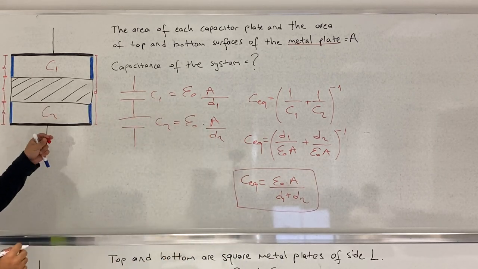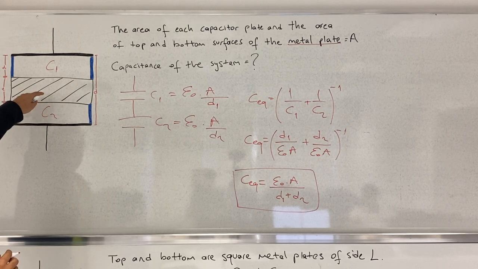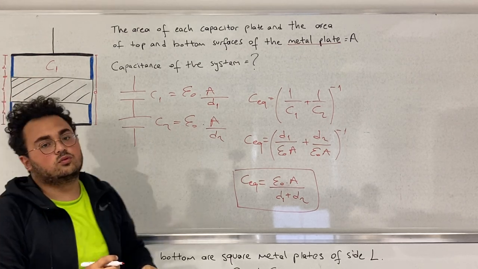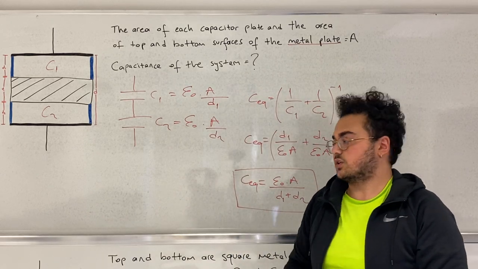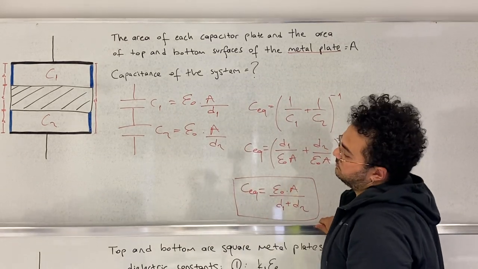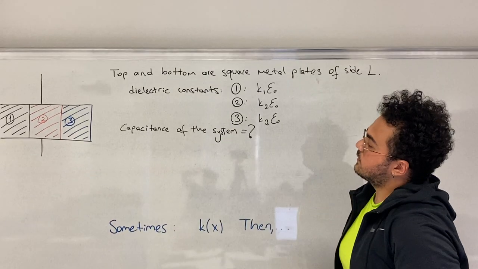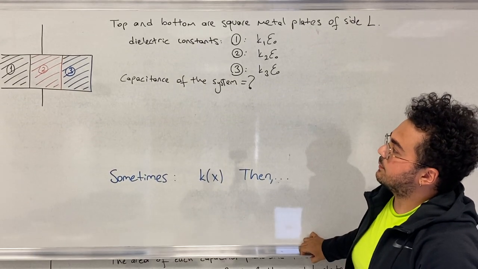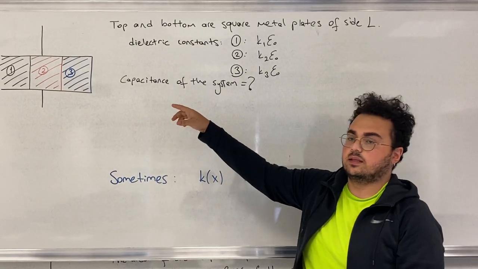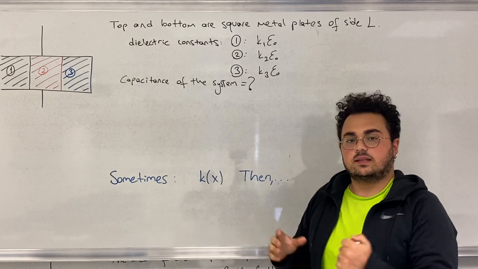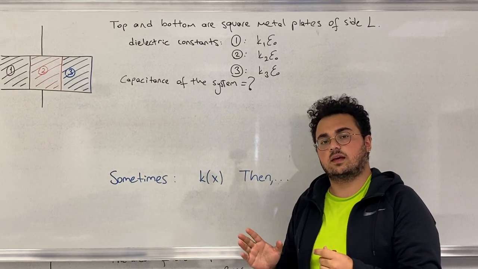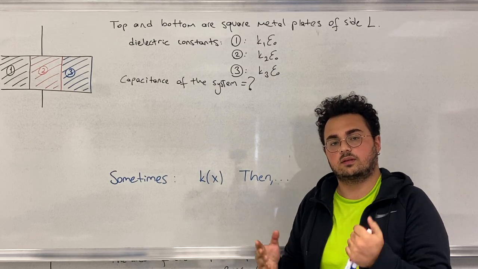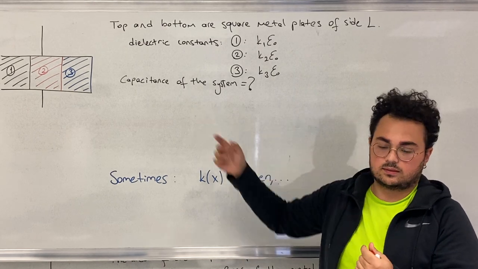In this question, as you can see, we have two capacitors in series. Now I want to show you another question. This time we have three capacitors in parallel. It is the same method. We will just calculate the capacitances separately, then we will add them in parallel this time.